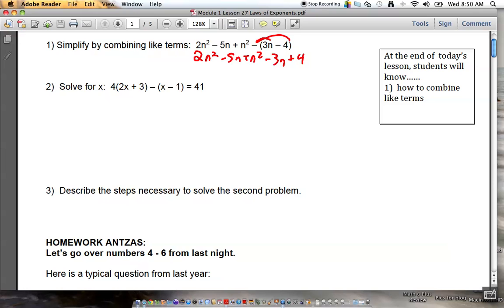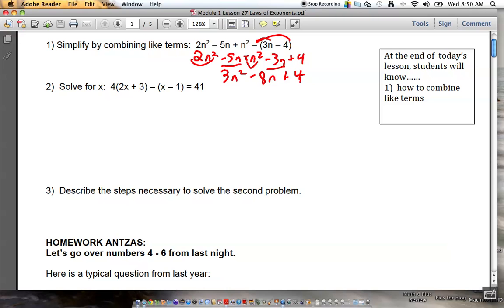Now I just combine like terms like I did a couple days ago. 2n squareds plus another n squared make? 3n squared. Negative 5n and another negative 3n make what? Negative 8n. Negative 8n, and then there's plus 4, and that's my answer. Okay? Any questions? All right, can I divide by 4 in number 2?